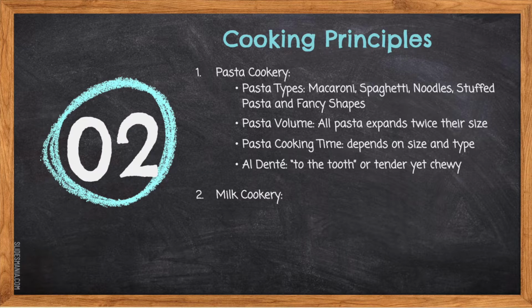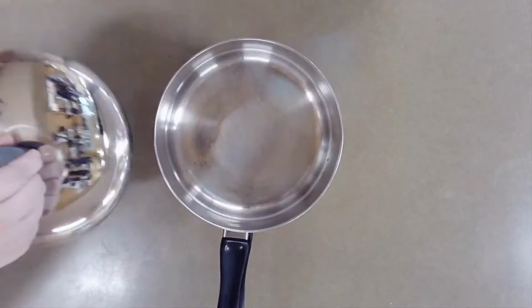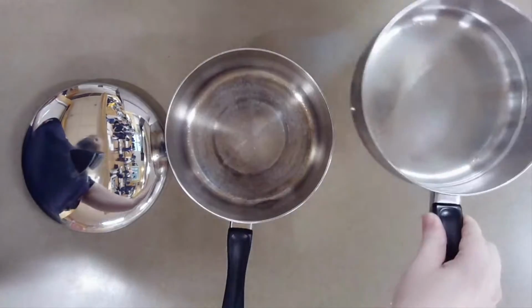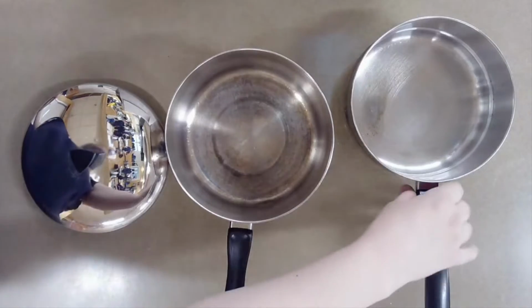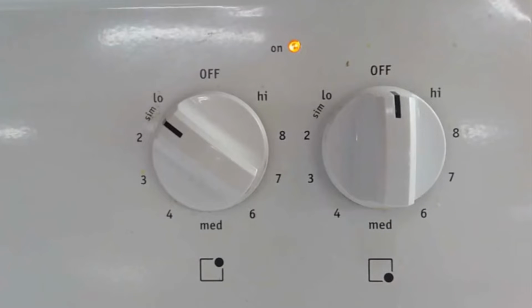Cooking principle number 2, milk cookery. Milk burns or scorches easily. Recommended procedures for heating milk is to use a double boiler and maintain low heat. This will prevent scorching of the proteins that like to settle on the bottom and stick and scorch. However, if a regular saucepan is being used, milk should be heated over low heat.